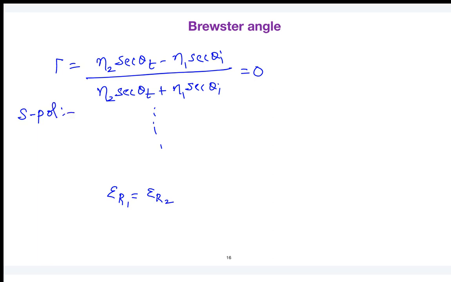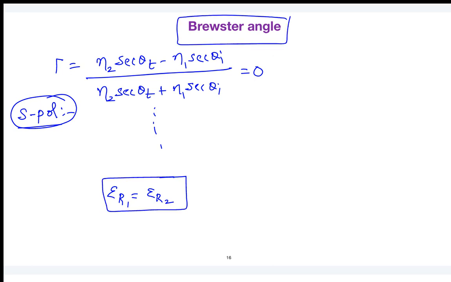So what is the meaning of that? For S polarized wave, if the Brewster angle has to exist, you are going to get the conclusion finally that epsilon r1 is equal to epsilon r2. Will that happen in reality? If the wave is incident from one medium to another medium, can you expect the permittivity to remain the same? Especially when I am talking about dielectrics, can you have the same permittivity for two different mediums? Absolutely not.